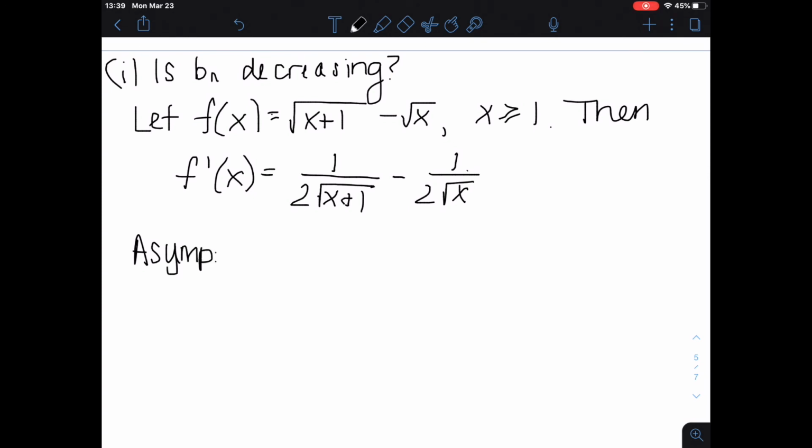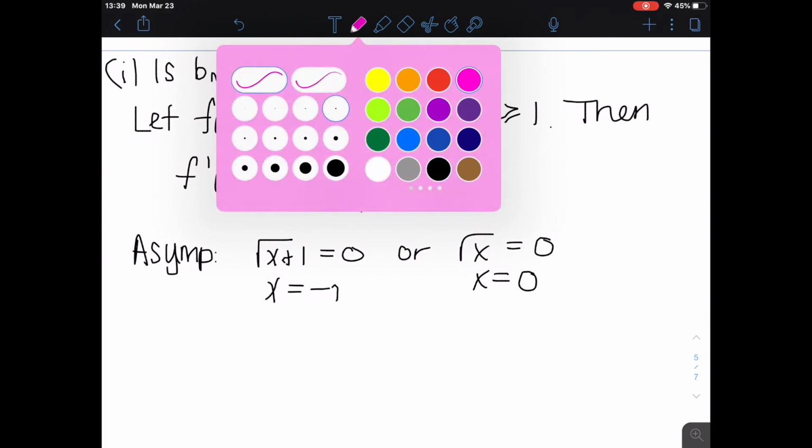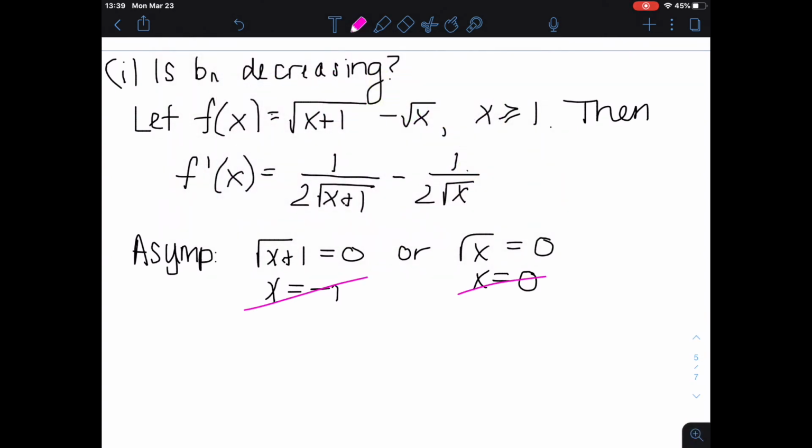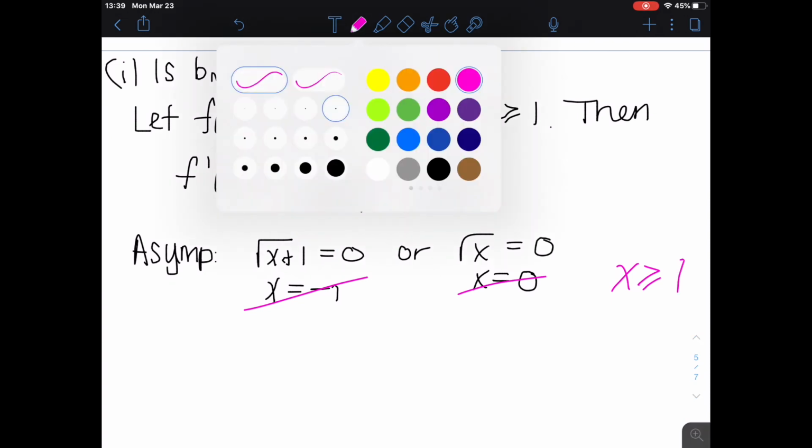are going to occur when the square root of x plus 1 equals 0, or the square root of x is 0. So x equals negative 1 is one important point, and x equals 0 is another important point. But honestly, these two don't really matter, because remember, x is greater than or equal to 1. So I don't really care about that happening.